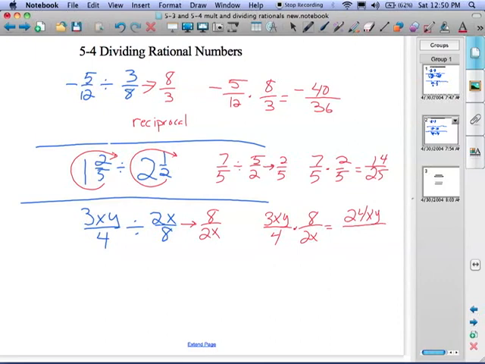The xy just sort of tags along. And then we have on the bottom the denominators. 4 times 2x is going to be 8x. I recognize you can simplify this. You're not required to. You're welcome to go ahead if you want. I just want you to be able to turn them into multiplication problems and simplify.